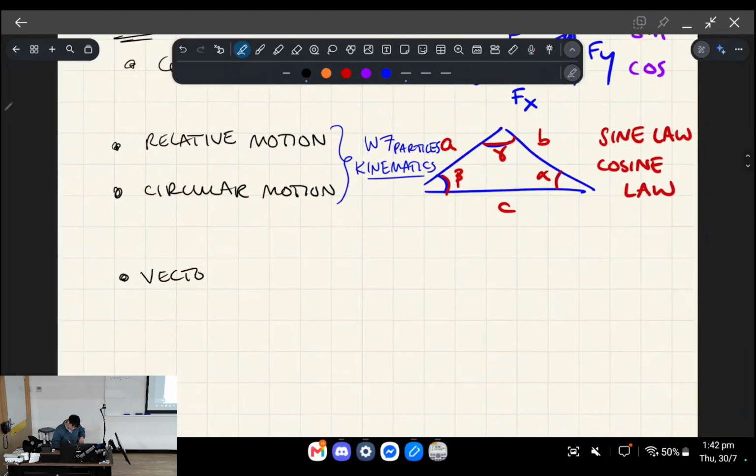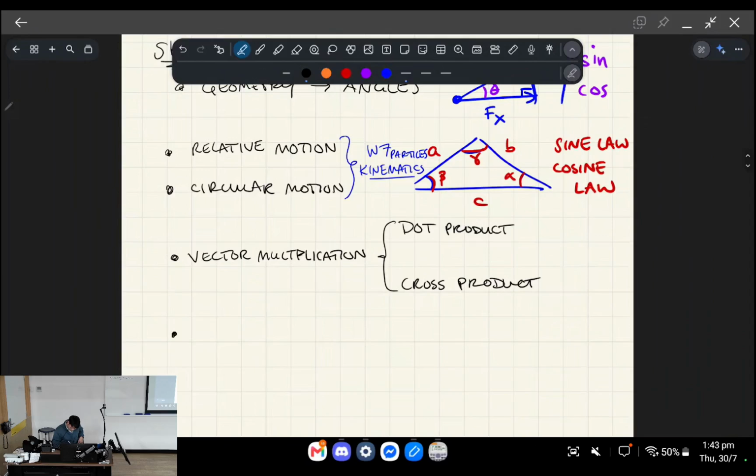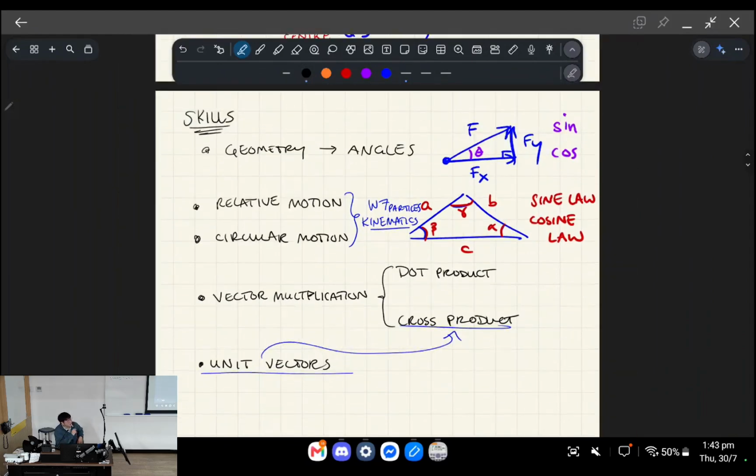Okay, and then the other thing is understanding vectors very well. So this is from maths again, and basically understanding vector multiplication, which is, I guess, from maths 1A. You've got your dot product versus cross product. Okay. And also understanding unit vectors. And that will come up if you decide to use the cross product method, okay? Anything else? I think that's pretty much it.